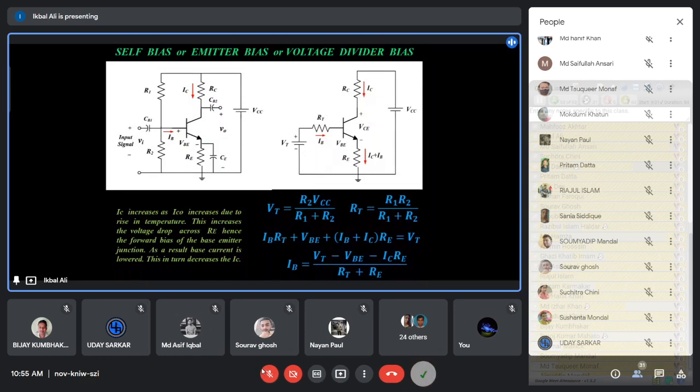anything you have not understood from the discussions of these biasing circuits, you can ask me, because we have to now analyze this circuit. This is slightly complicated compared to the other two simple circuits. So is there any question? Any doubt? Anybody?